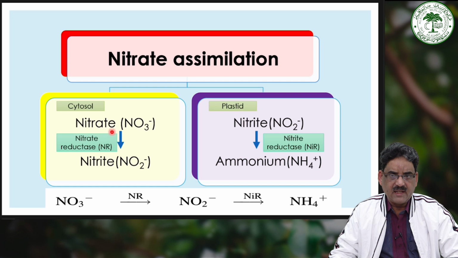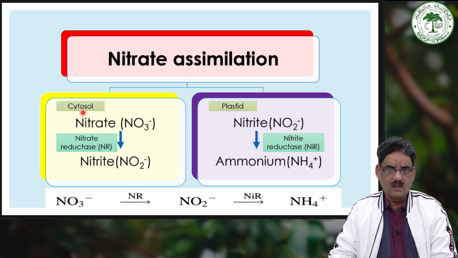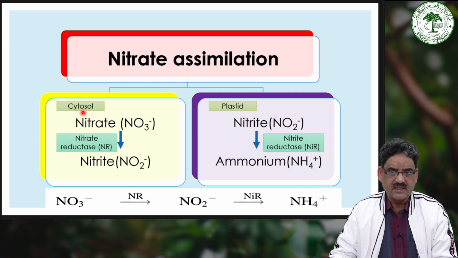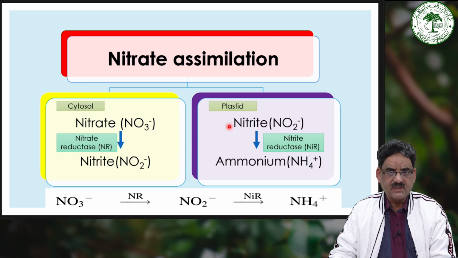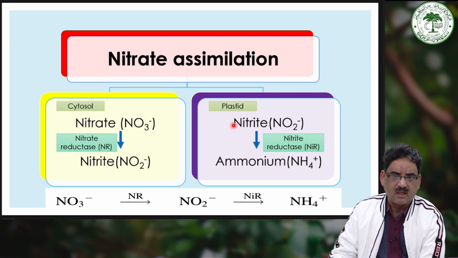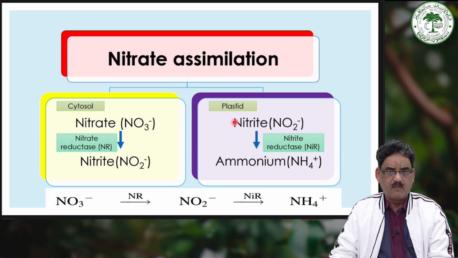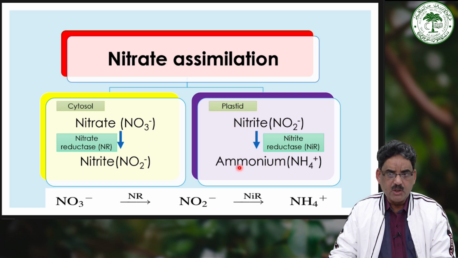First, nitrate is reduced to nitrite, which takes place in the cytosol of the cells and is facilitated by the enzyme nitrate reductase. Subsequently, it is transported to the plastid where nitrite is reduced to ammonia, where the enzyme nitrite reductase, or NIR, is localized.